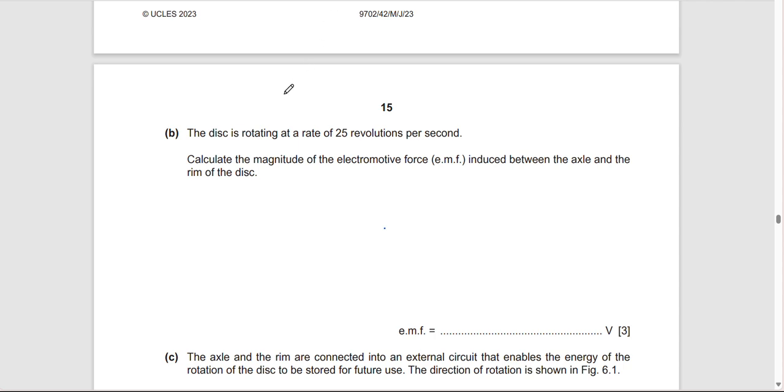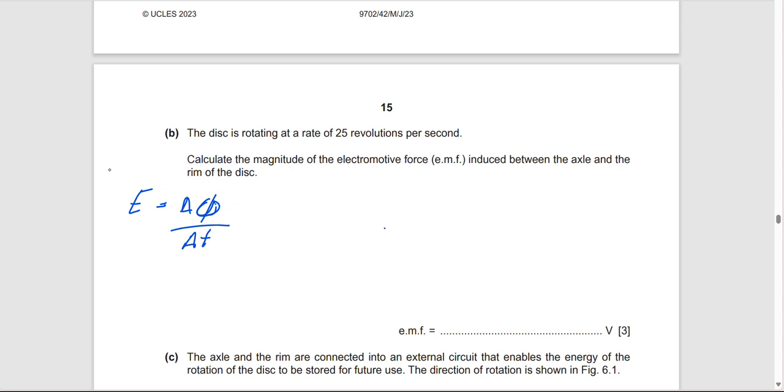What is B? The disk is rotating at a rate of 25 revolutions per second. Calculate the magnitude of the electromotive force induced between the axle and the rim of the disk. So the formula, from Faraday's law of induction, is E equals the rate of change of magnetic flux, like that.